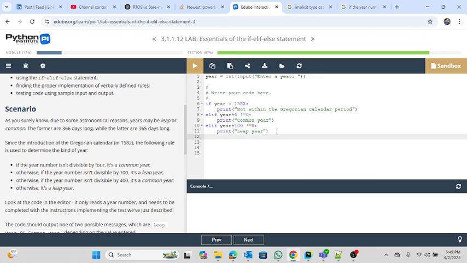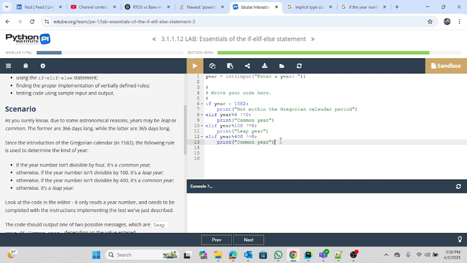Then if that also fails, it will come to the next elif condition. That is, here it is not divisible by 400. Then it is a common year. Print common year. That means what? Here it is divisible by 4, here it is divisible by 100, but it's not divisible by 400. Then it is a common year.